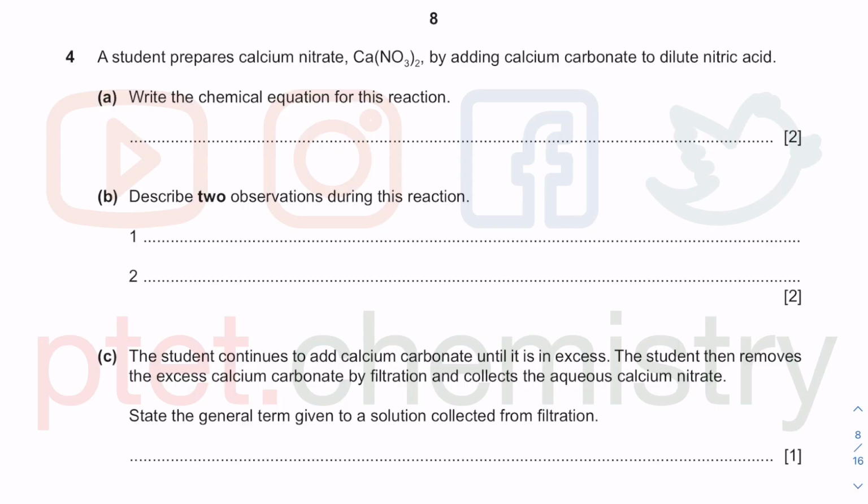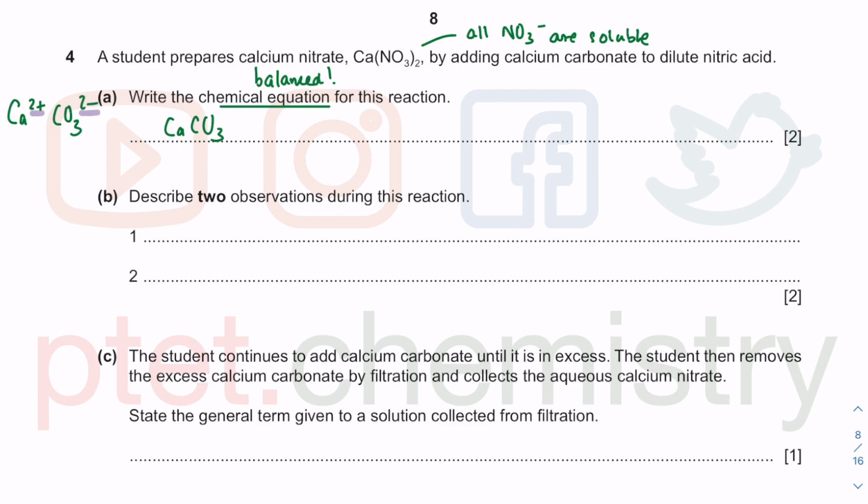Question number 4, so we have preparation of calcium nitrate. So we know that all nitrates are soluble in water, and this is important in your salt preparation. We have this calcium carbonate with dilute nitric acid. Write a chemical equation. Make sure that when you write a chemical equation, it's always balanced. So this is between calcium carbonate, Ca2+, CO3 2-. Lowest common multiple says that +2 cancels out -2, so you just need 1 of each. Calcium carbonate there. Nitric acid, HNO3.